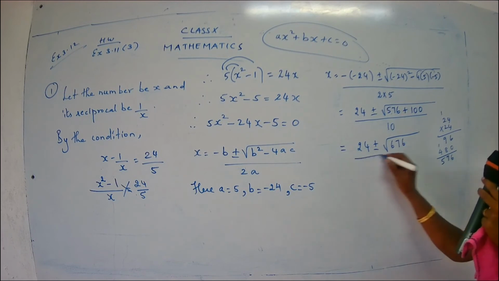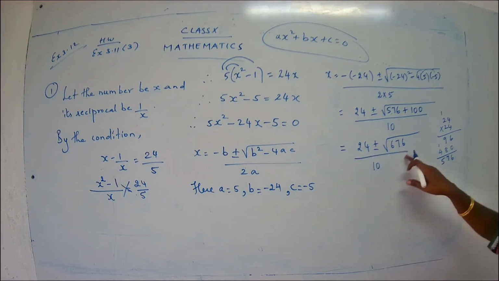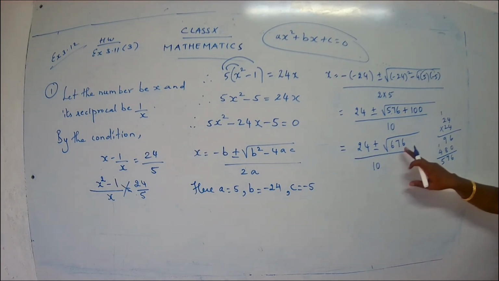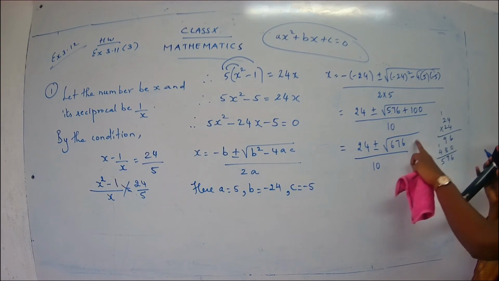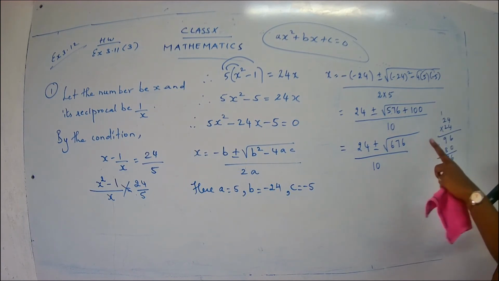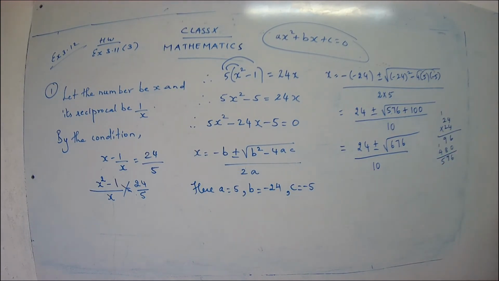676 upon 10. So we'll have a small recap of finding the square root using a long division method. I have told you that we are going to use this method for which sum? For the third sum. So for this sum I am going to use the long division method so that you get an idea of how to proceed for your homework.